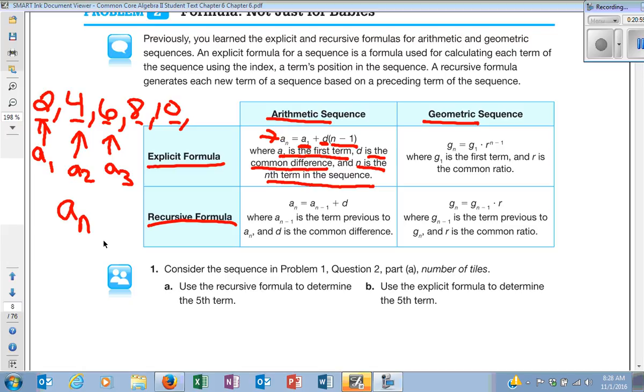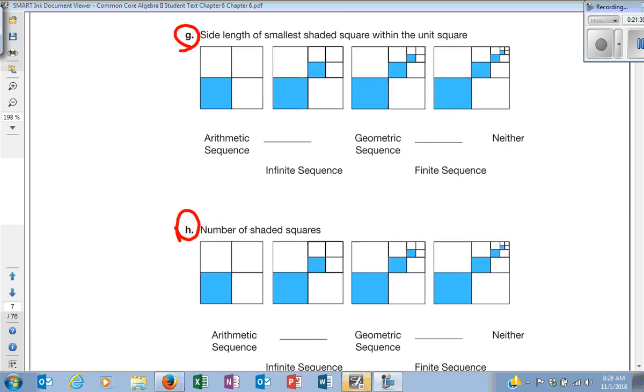Doesn't this formula make sense to what I showed you at the beginning of the blocks? How many times am I multiplying d? N minus 1. If I'm on the 100th term, how many times am I going to multiply the d by that? Not the 100, but 99. Why? Let's go back to our blocks for a second to understand the explicit formula.